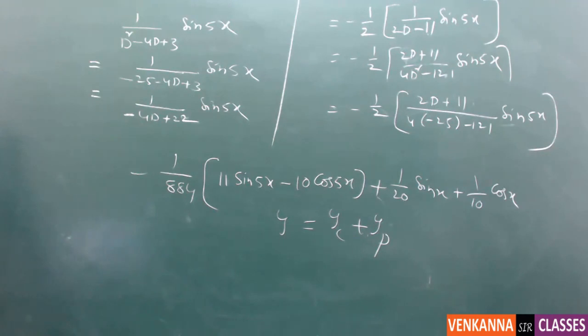That is up to you. So after writing yc plus yp, whether to simplify the answer or not is left for you. The only thing is, you have to mention the formula that y is equal to yc plus yp and substitute the terms there. That is enough. Simplification is up to you. Okay?